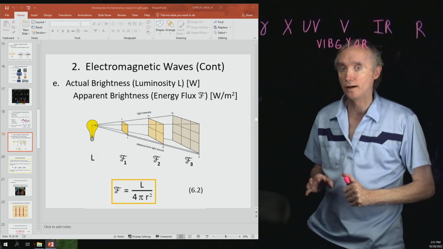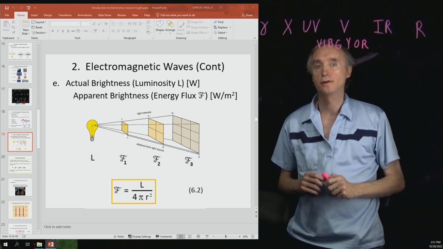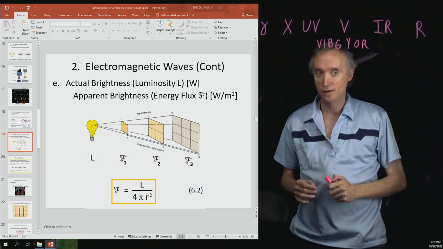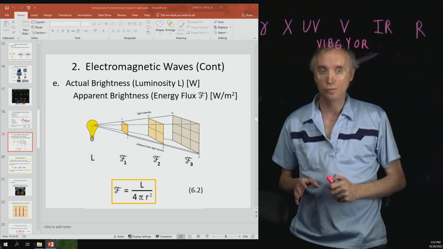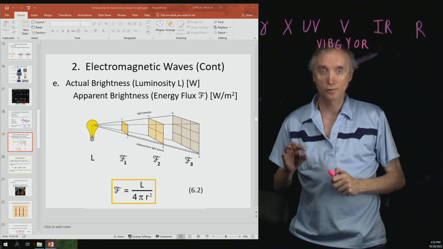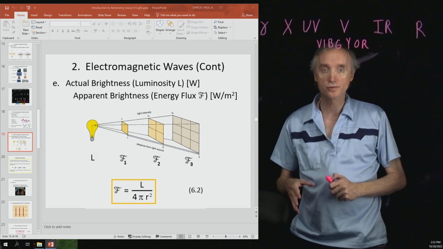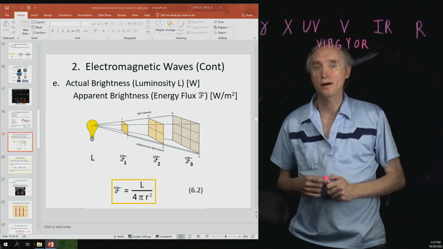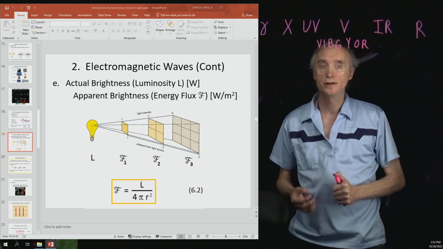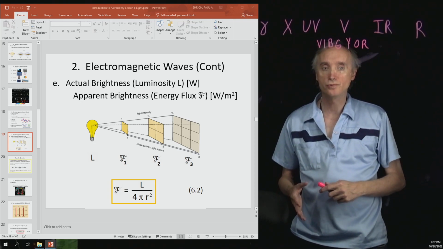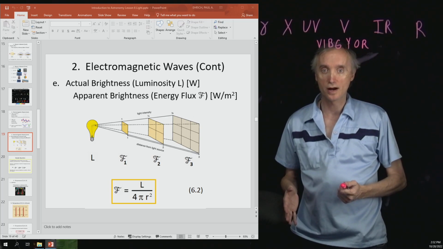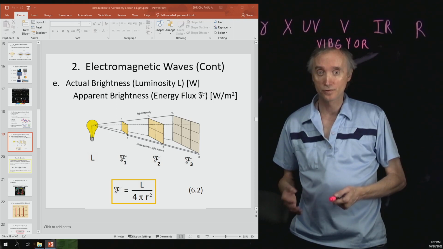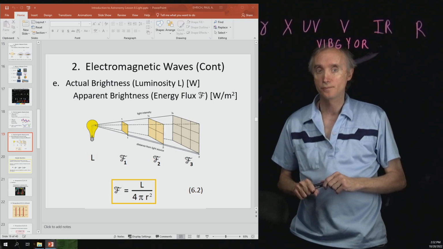But you also have apparent brightness. Another name for the apparent brightness is the energy flux, and that's why it's abbreviated with an F. So the abbreviation for actual brightness, or luminosity, is an L, and the abbreviation for apparent brightness, or the energy flux, is F. I won't use the word energy flux anymore. I will just say either luminosity or apparent brightness. Those are the kinds of words that I like to use.